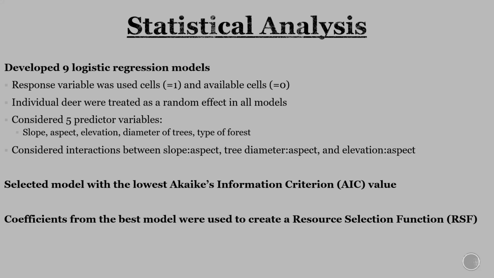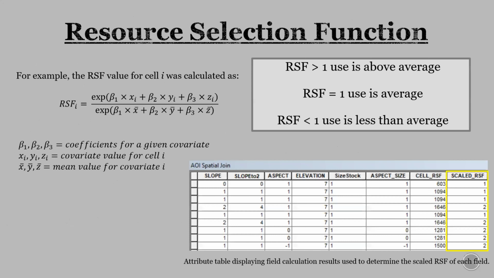And then also threw in a few interacting covariates of slope and aspect, tree diameter and aspect, and elevation and aspect. And then once those 9 models were created, I used the AIC value, the lowest one available, to choose the best fit model. So the coefficients from the best fit model we use to create the RSF that we would use to look at our actual results.